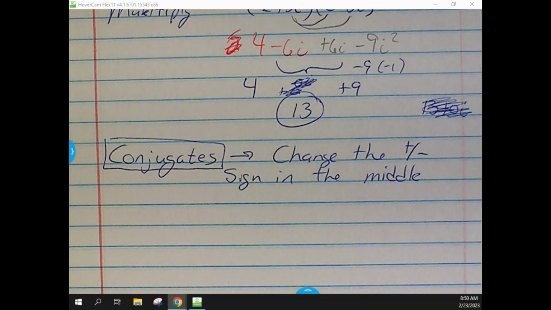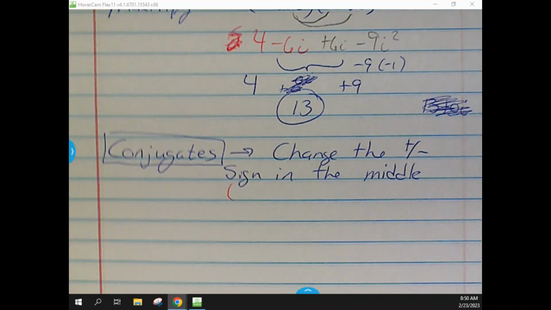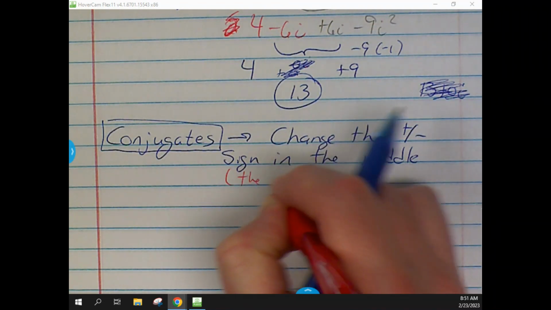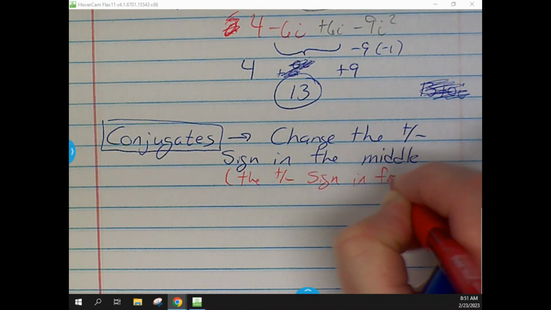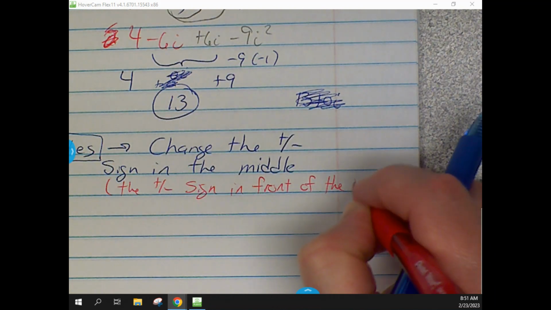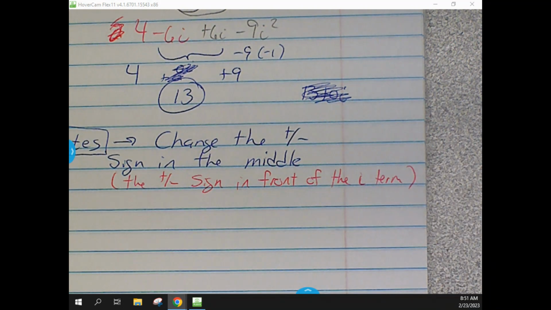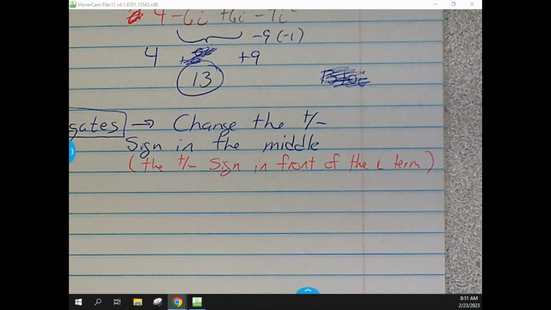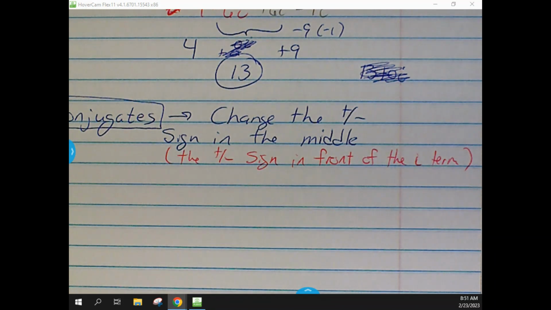And for what we're doing with complex numbers, this is the sign that's in front of the imaginary number. So when we talk about the conjugates, that's the plus or minus sign that's in front of the i term. Sometimes later on, if you're in pre-cal, we'll talk about some other things there. And sometimes we'll do this with radicals, which is still kind of the same. But it's always the plus or minus sign that's in the middle.